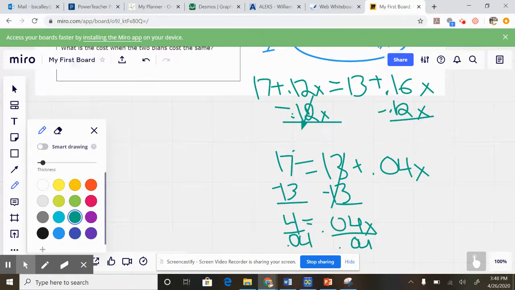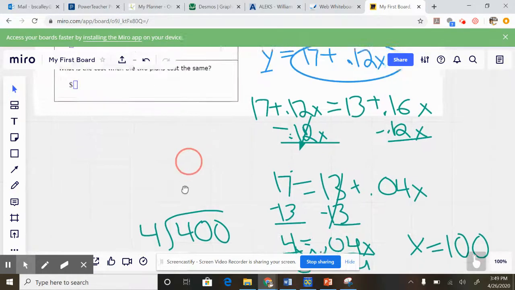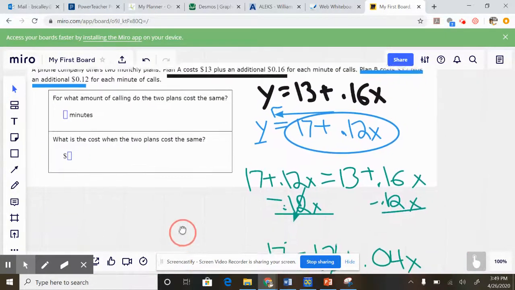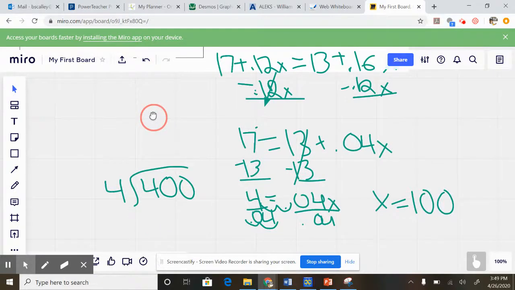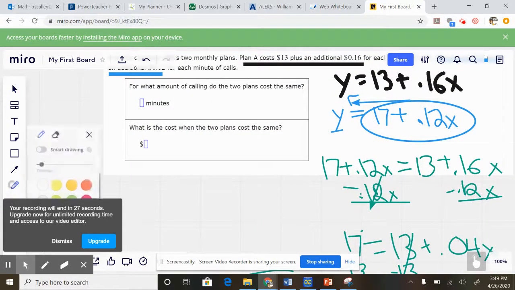If you want to be awesome and do it by hand, then really what you should do is move this decimal over twice, move this over twice, and it would be like 400 divided by 4, which is easy to do in your head. You're going to get x equals 100. And if you remember, x stood for the number of minutes. So if I had 100 minutes, they would be equal. So I'm going to plug in 100 right here.